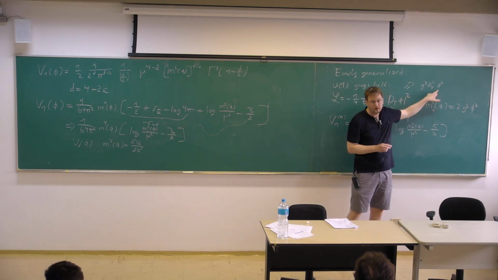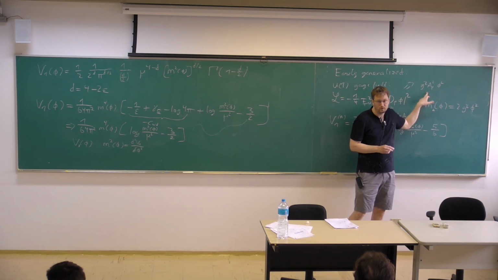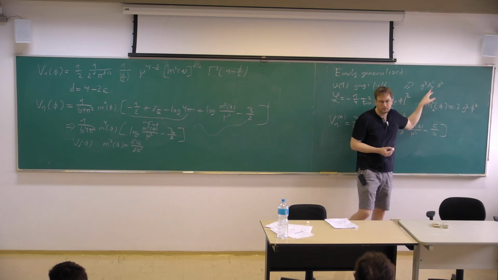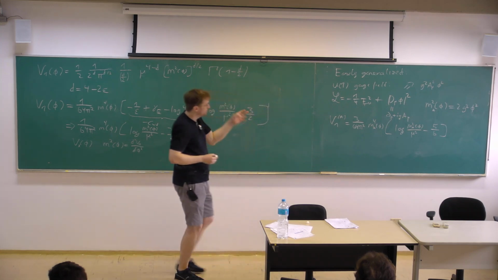And now if phi has a non-zero background value, then this is a mass term. And this is essentially the Higgs mechanism. This is how, in the standard model, if the Higgs gets a vacuum expectation value, then some gauge bosons get a mass. Sorry if you haven't seen this before.